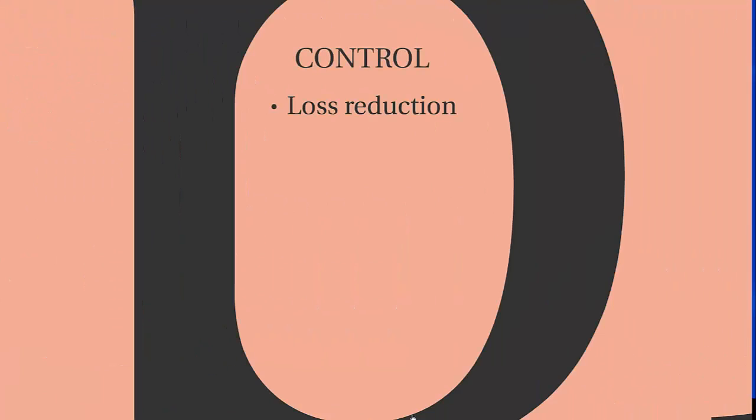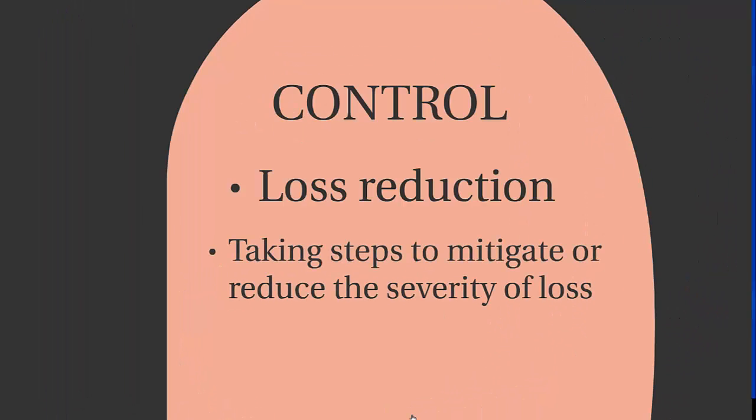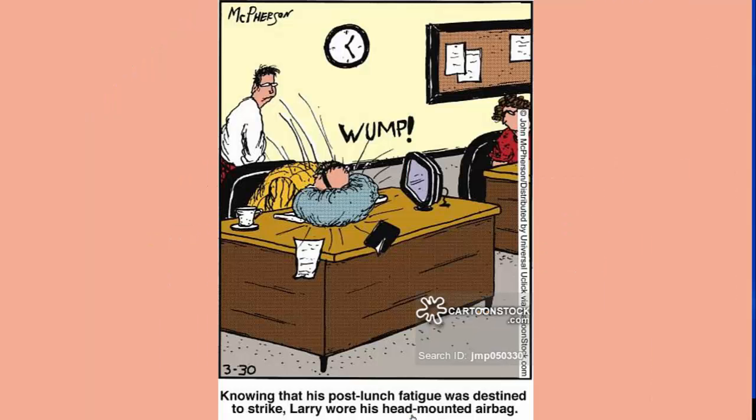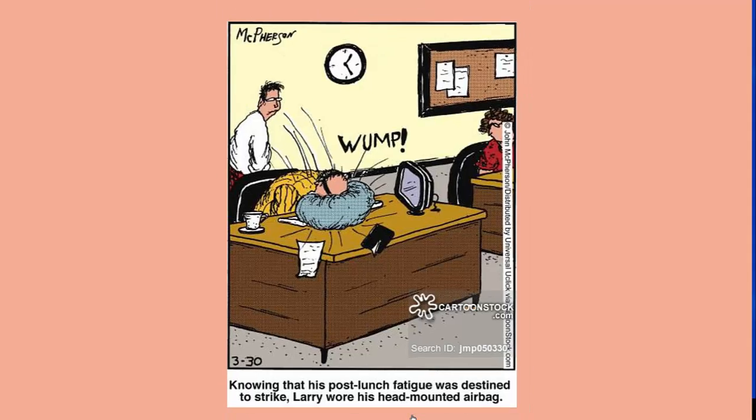Control is loss reduction or loss prevention. Let's look at these separately, because while they both fall under control, they are different. Loss reduction is taking steps to mitigate or reduce the severity of loss. So an airbag is a good example of this, usually placed in a car. The reason it's loss reduction is when an airbag is triggered, that means that the accident has already occurred and there's likely to already be some damage. So it reduces the severity, but not the frequency of losses.